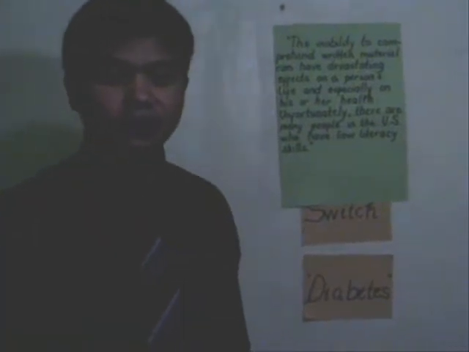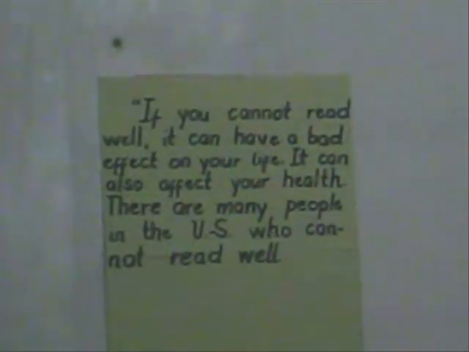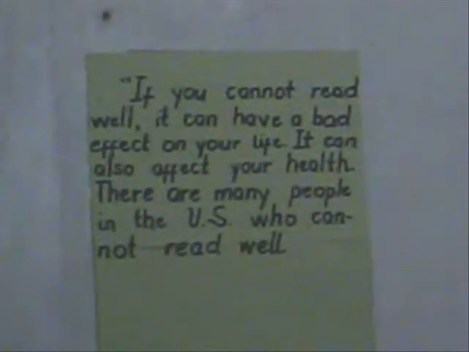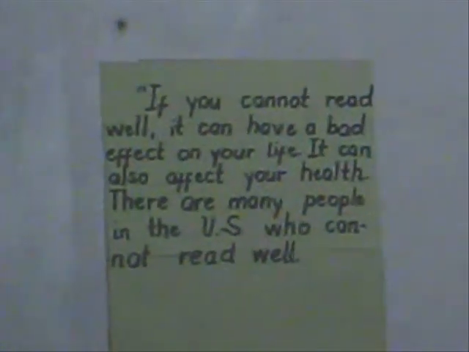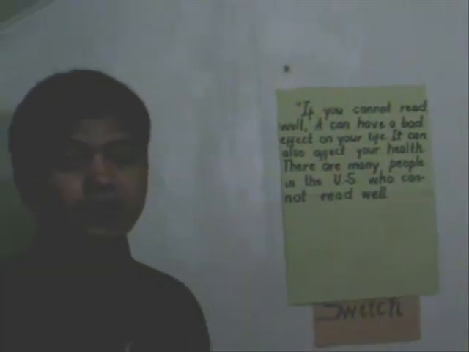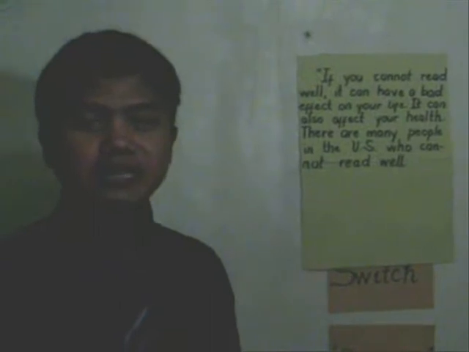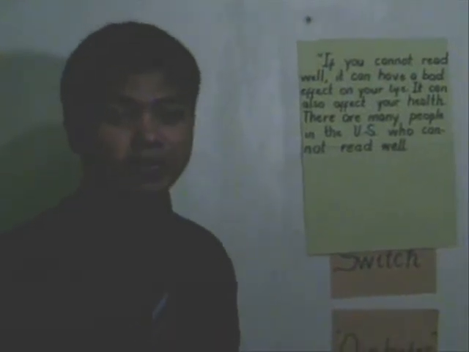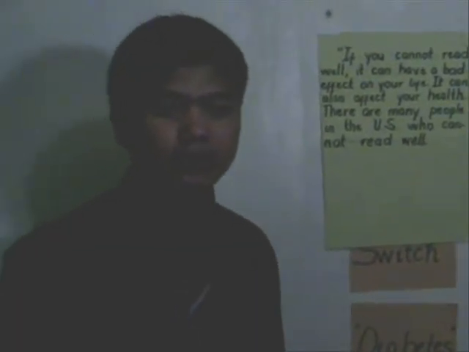So let's move on to the second example. Here it is. If you cannot read well, it can have a bad effect on your life. It can also affect your health. There are many people in the US who cannot read well. So as you can see in the second chart, there is a simplified form of a sentence that a reader or patient may easily understand and know well.